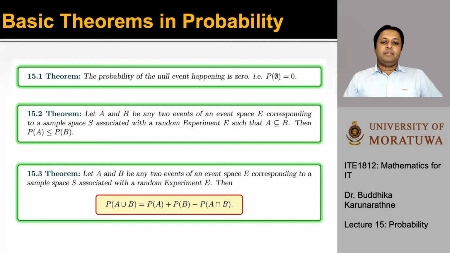Next theorem: let A and B be any 2 events of an event space E corresponding to a sample space S associated with a random experiment E. So we now try to define the probability of A union B. The probability of A union B is equal to, as given in the theorem, the probability of A plus the probability of B minus the probability of A intersection B. So these are 3 important theorems related to probability.